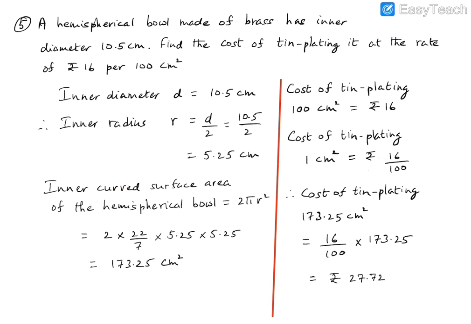the curved surface area of the inner part of the hemispherical bowl, and then we used the information regarding the cost, which was given as 16 rupees per 100 centimeter square. From that we got the cost for 1 centimeter square by dividing the 16 by 100, and then we multiplied the cost of 1 centimeter square with the area of the surface, and that gave us the cost of tin plating the inner surface of the hemispherical ball.